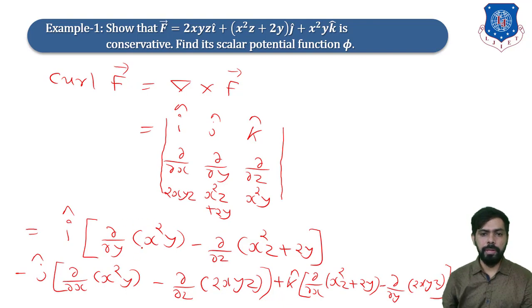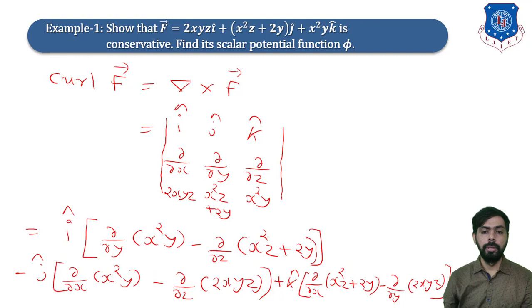Now we will find the partial differentiation of this function with respect to y. Here x will be constant, so x square will be as it is, and the derivative of y with respect to y is 1, so this will be x square. Then partial differentiation of x square z plus 2y with respect to z: here x and y are constant, so x square stays and the derivative of z is 1, so this will be x square plus 0 because y is constant.